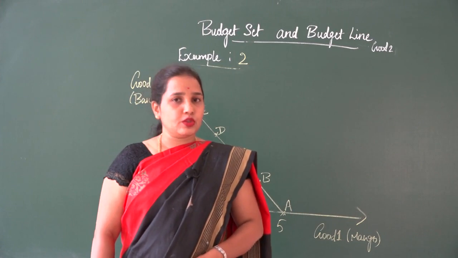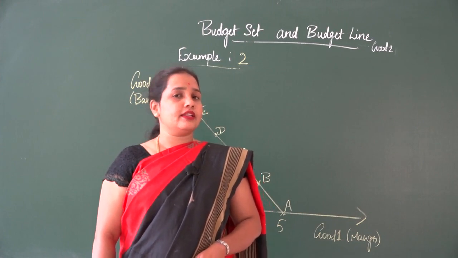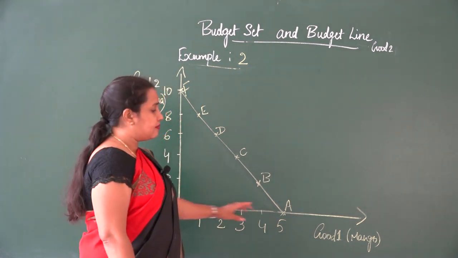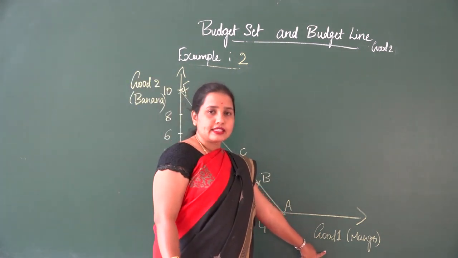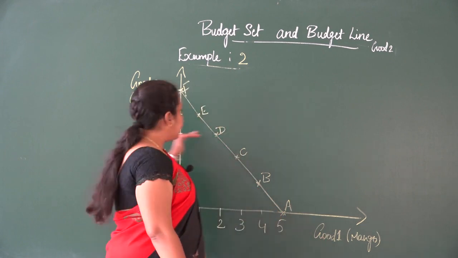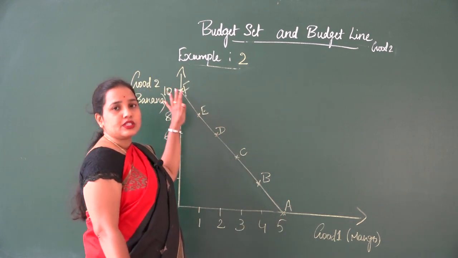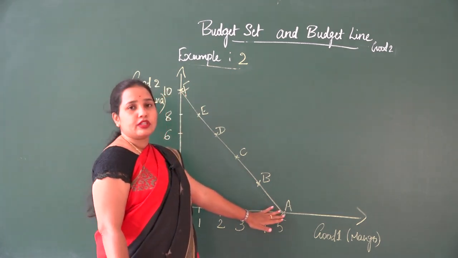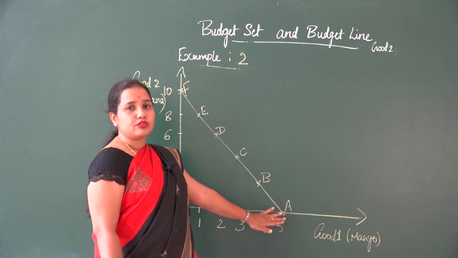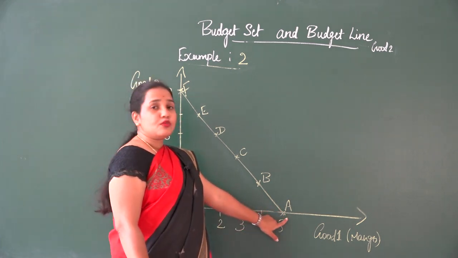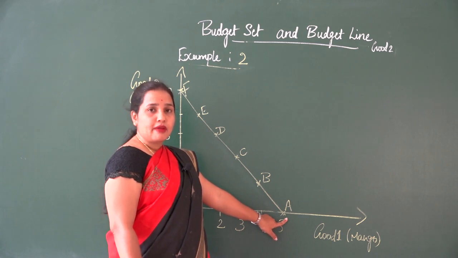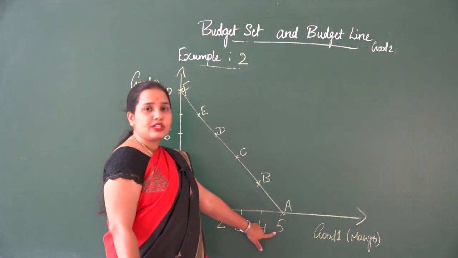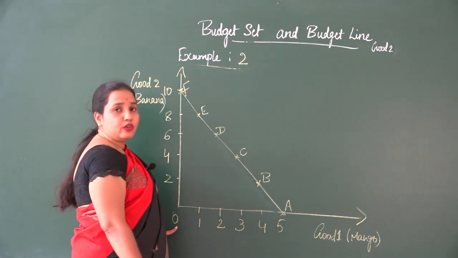When we put the schedule data in the form of a diagram, we get a budget line, which you can see here. In this particular diagram, mangoes are measured along the x-axis, which is taken as good 1. Bananas are measured along the y-axis, which is taken as good 2. You can see various points on the line. Before that, you already have understood, which you have to recall. Here, when the consumer spends his entire income on mango, we get point A. You can see that when he buys 5 units of mango, he cannot buy any units of banana.